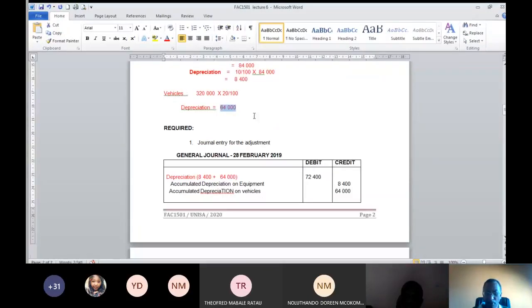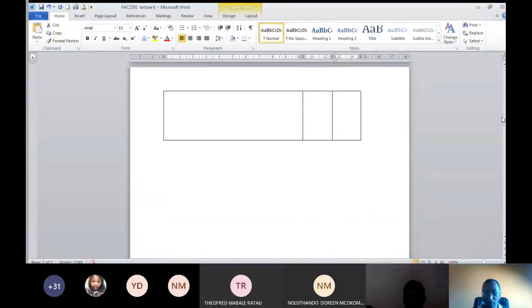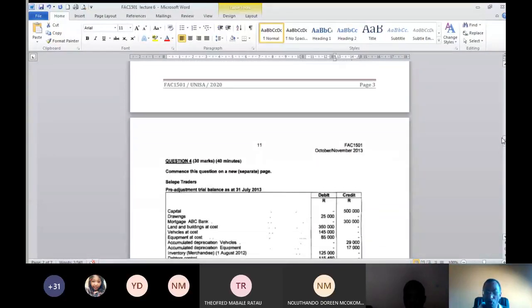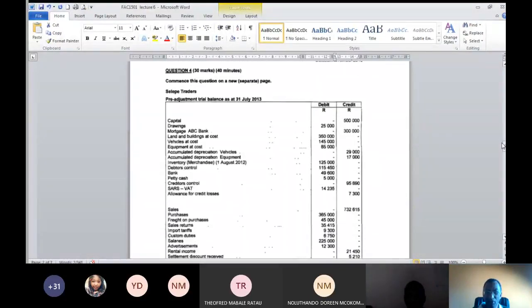To record that into the books of the business, debit your depreciation. Your depreciation expense is now 72,400, which is the 8,400 plus the 64,000. You credit accumulated depreciation on equipment, 8,400, and you credit accumulated depreciation on vehicles, 64,000 Rand. Right, guys? That will take care of all our adjustments now.